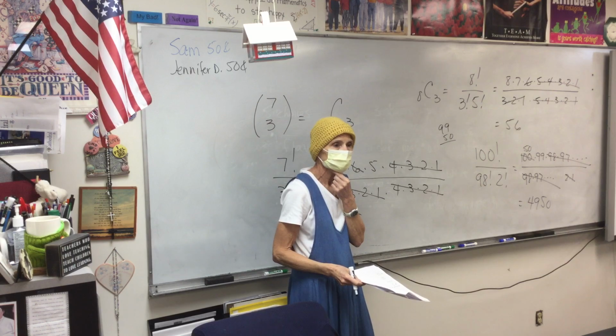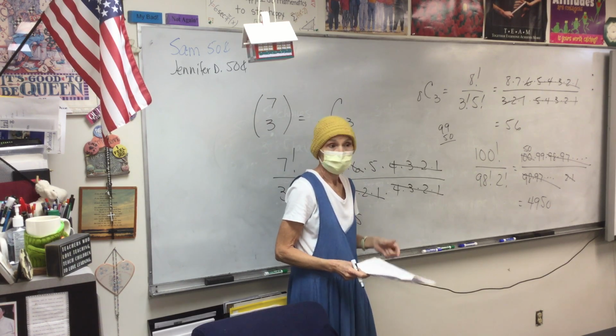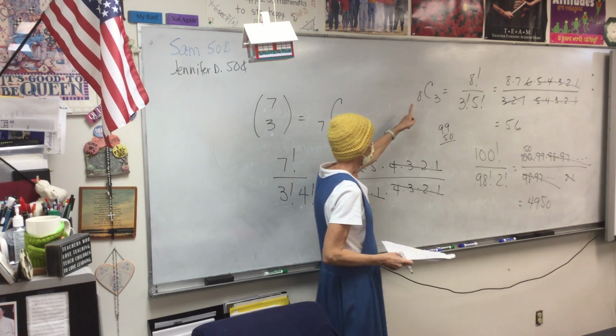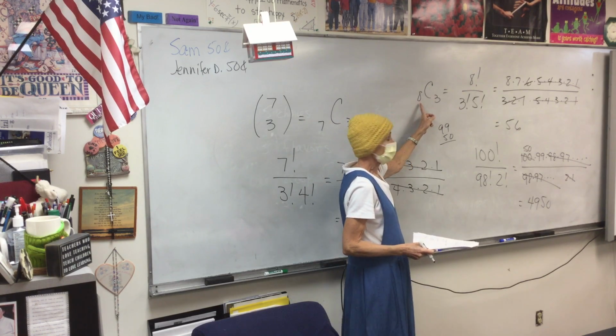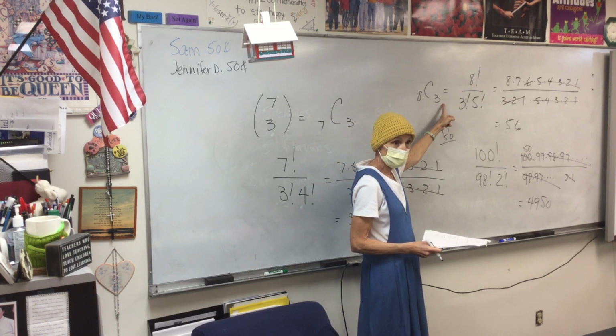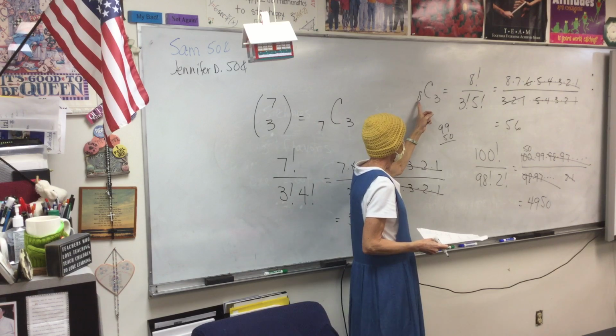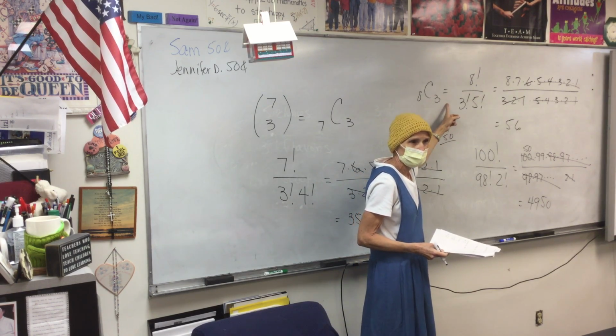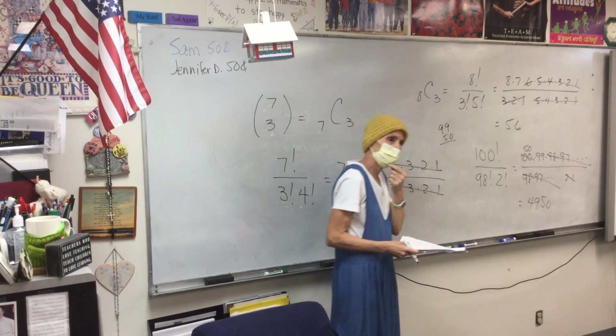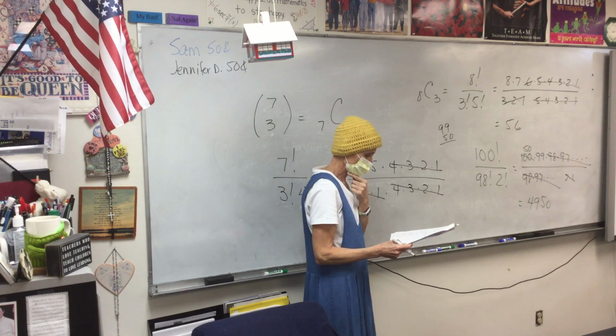Will the bottom number ever be bigger than the top? It can't be. That's impossible. Because remember, Savannah, this says I have 8 kids and I'm picking 3 at a time. You can't have 8 kids and pick 10 at a time. That doesn't make any sense. So that will never happen. Never.